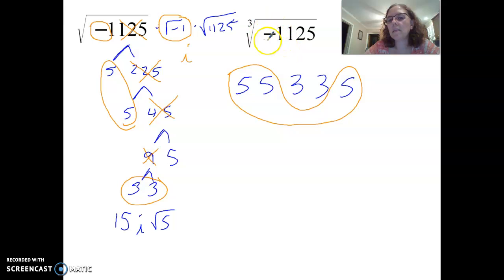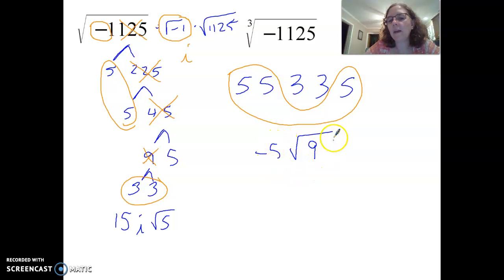So because this negative is right there on the inside, then when I go to write my final answer, instead of just writing 5, I'm going to write -5, and then I'm going to multiply the 3's back together on the inside, -5 and a 9.